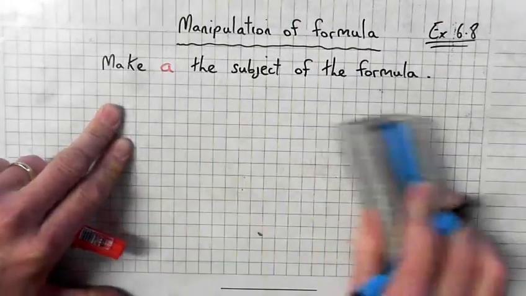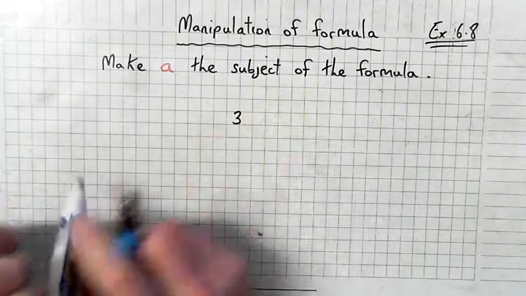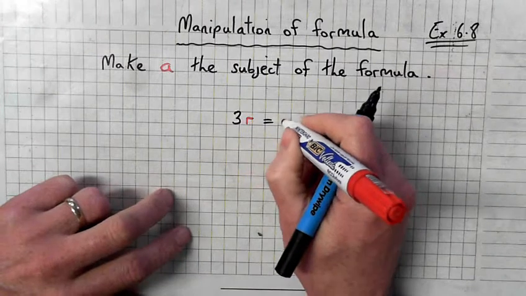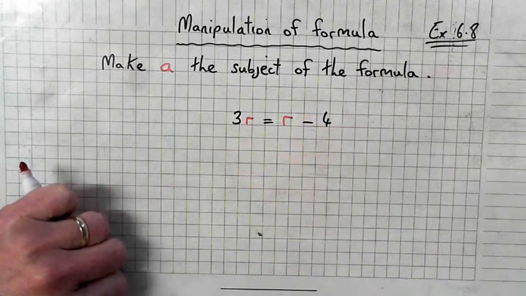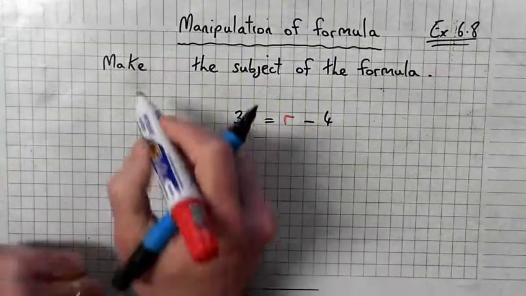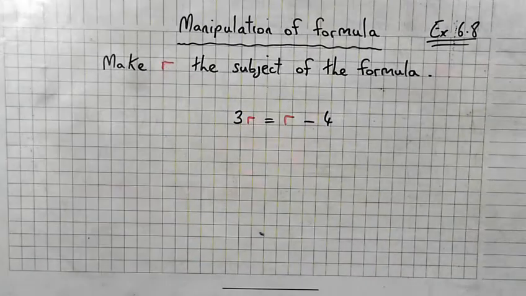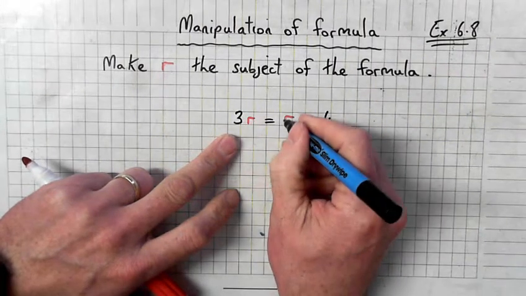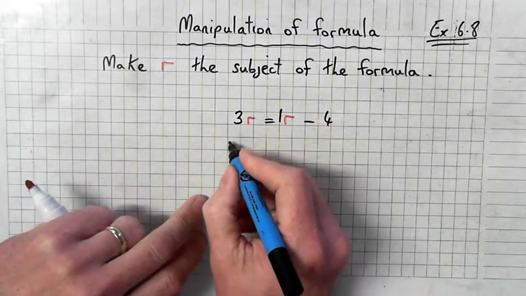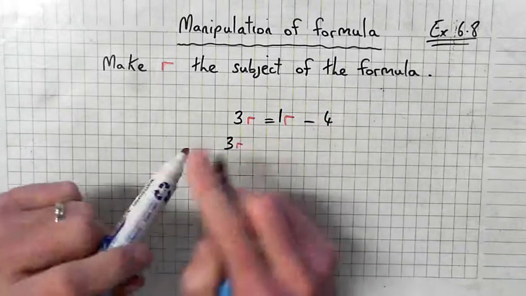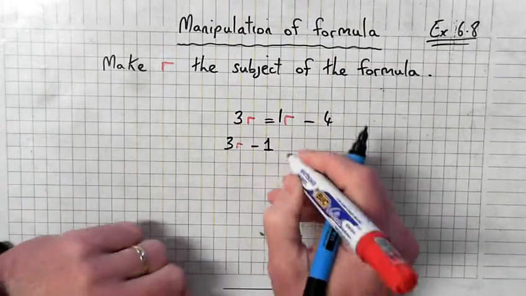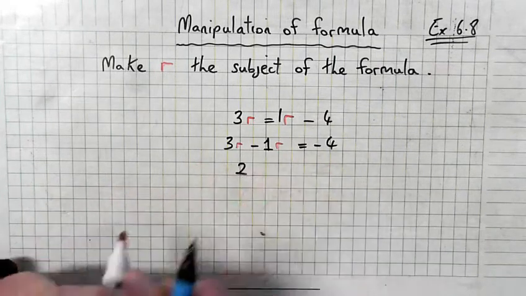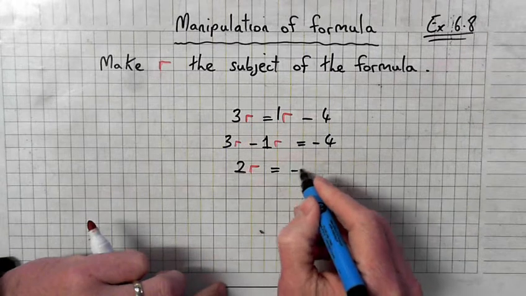Another example, which gets slightly harder. 3r is equal to r minus 4. Make r the subject. So I want r on its own on the left hand side, or the right hand side, basically. So 1r, what is 1r? In this case, this is a 1r. I move the 1r across, so I've got 3r minus 1r is equal to minus 4. 3r minus 1r, 2r is equal to minus 4.